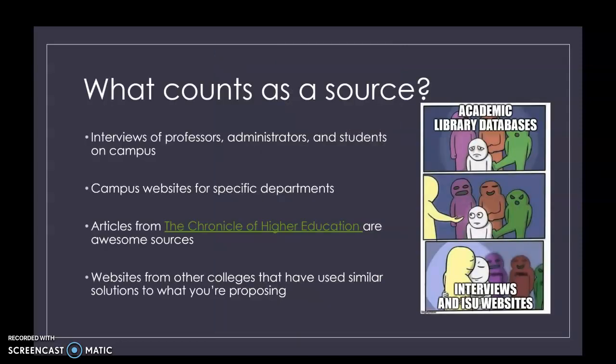As you work on this project, you can think creatively about sources. There are so many potential sources of information for you to use, such as interviews, ISU websites, the website for the city of Pocatello in the state of Idaho. Look for local sources, too.